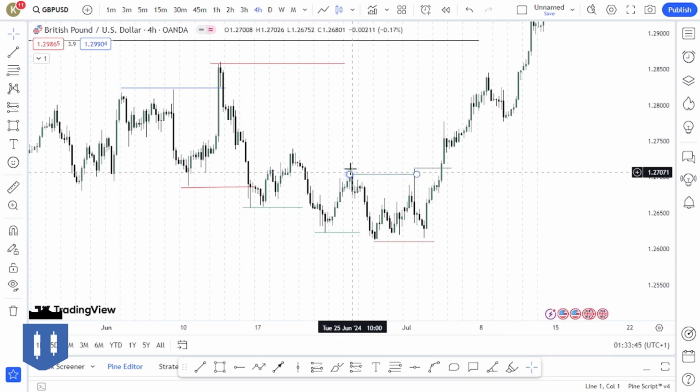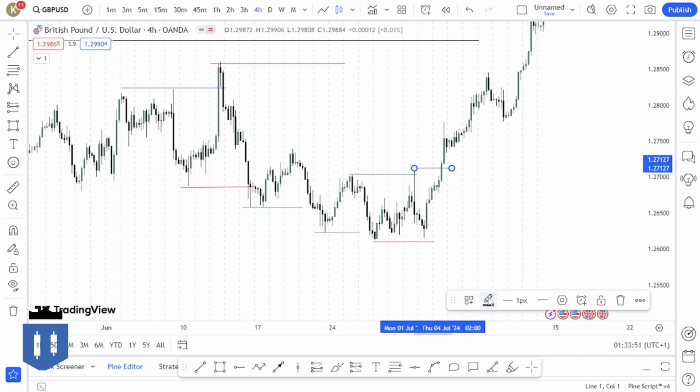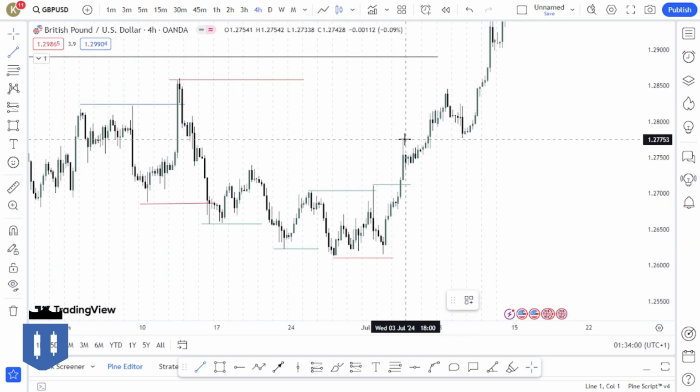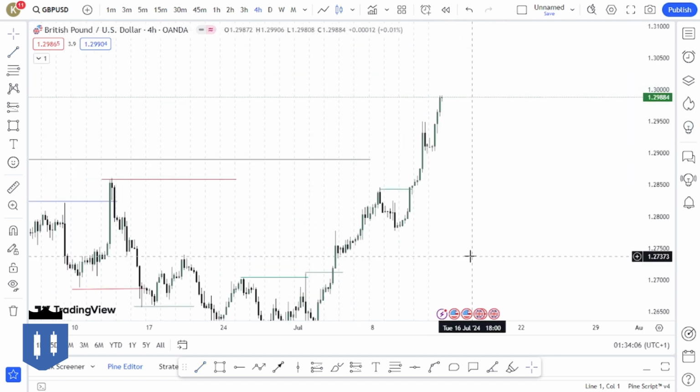Then this high led to the break of this, and this low led to the break of this, so yes, it's supposed to be red. And so we have had a new high. This is not a high. This does not show any confirmation on 15 minutes, it did a chop, so it's not a high, but this is a high.